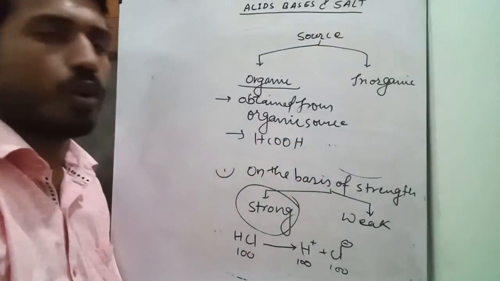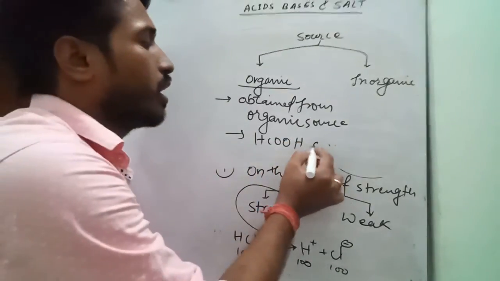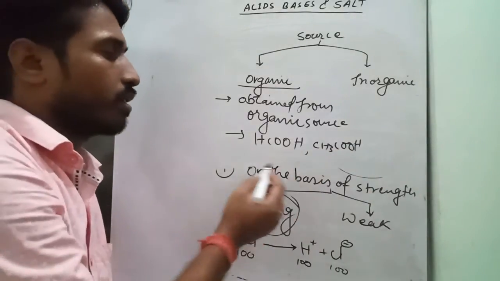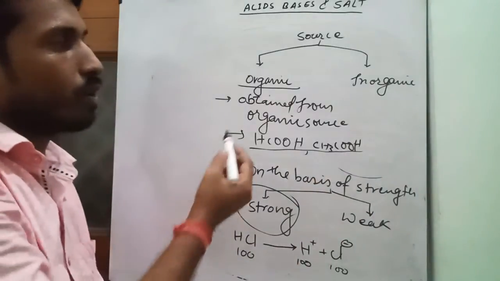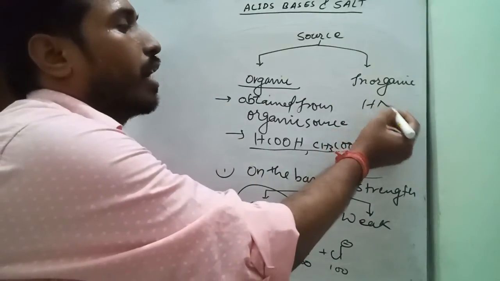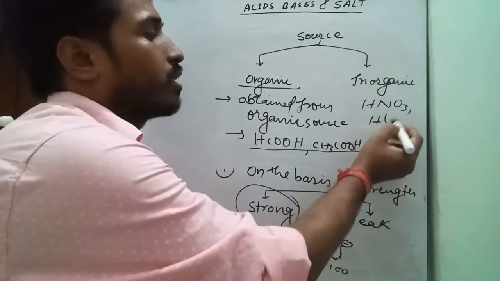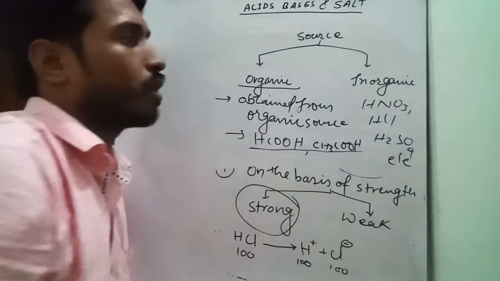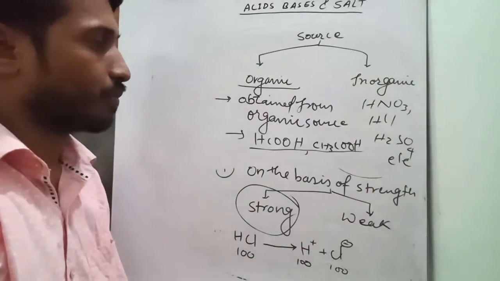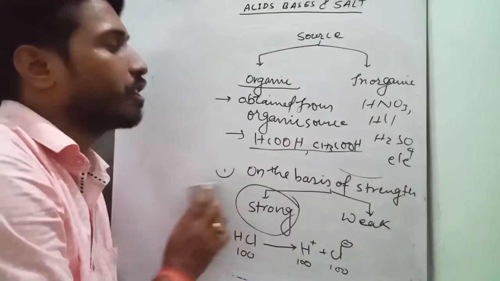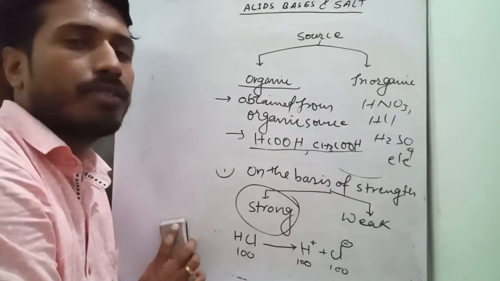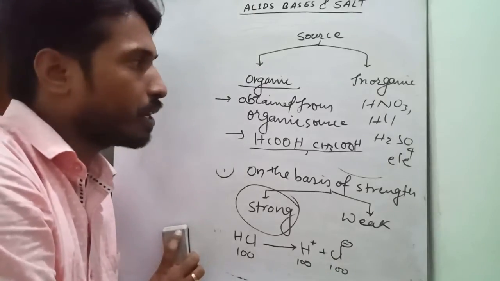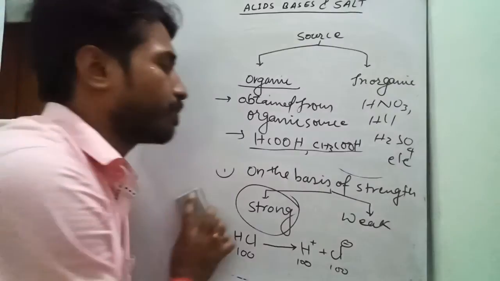Let us take some examples. HCOOH, formic acid, and CH3COOH, acetic acid. These are some of the examples of organic acids. On the other hand, HNO3, HCl, H2SO4 and so on are examples of inorganic acids. So these are the basic classification and the definition of acid. I have only taught here the basic definition of acids and their classification.